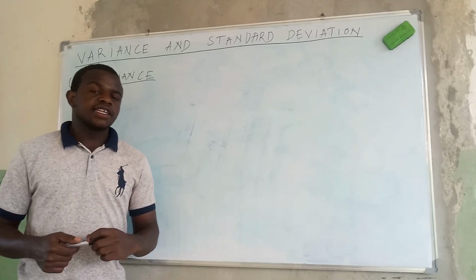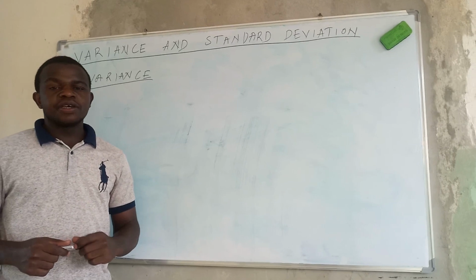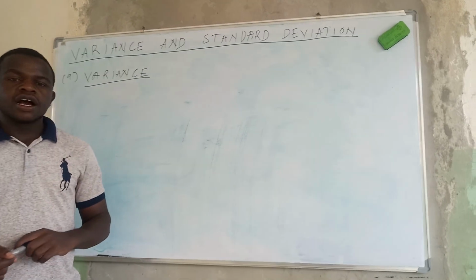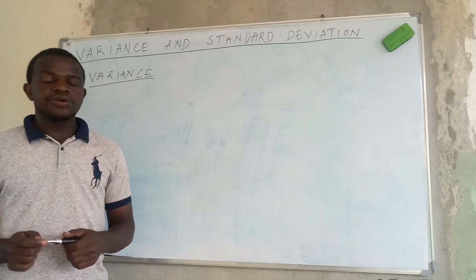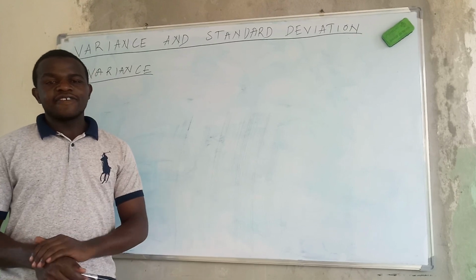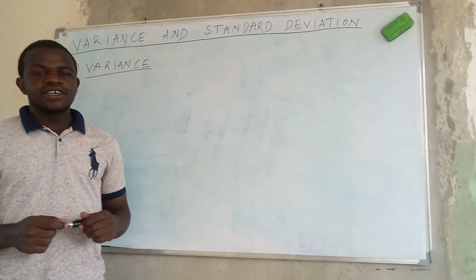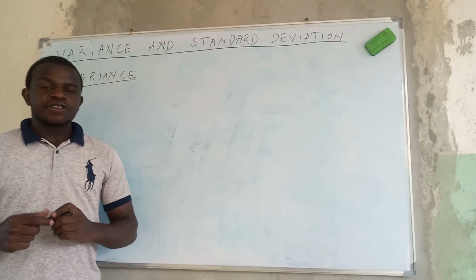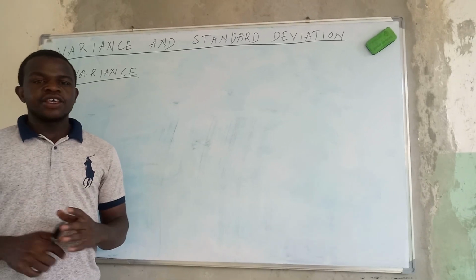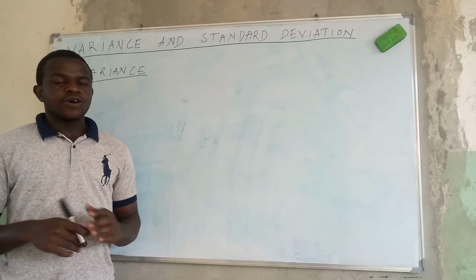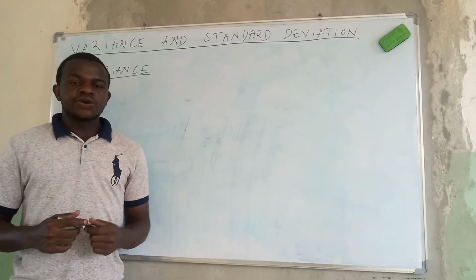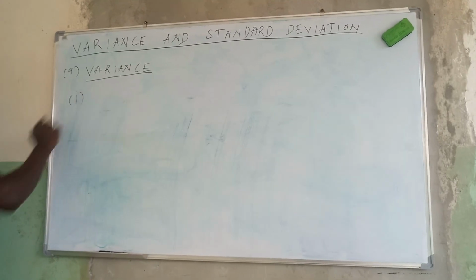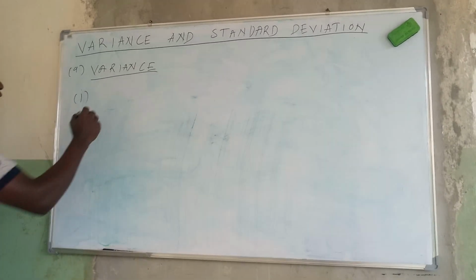So the variance and the standard deviation are two measures of dispersion. They show how far the data values are from the mean. I'll start by first explaining the variance. There are two ways in which you can calculate the variance of the data that will be given. You can either be given grouped data or ungrouped data. So let's take into consideration these two formulas. I have this first formula for ungrouped data.